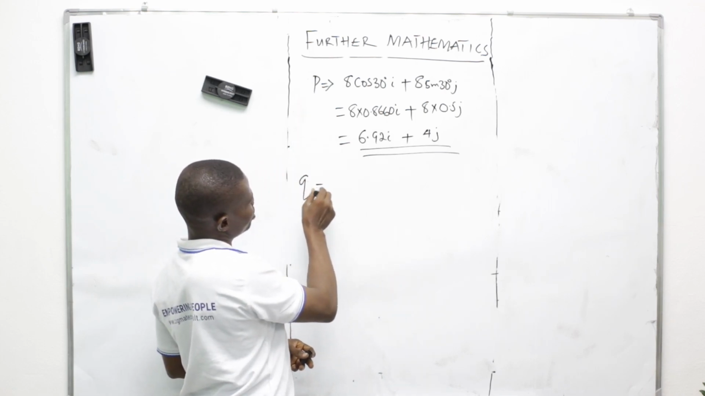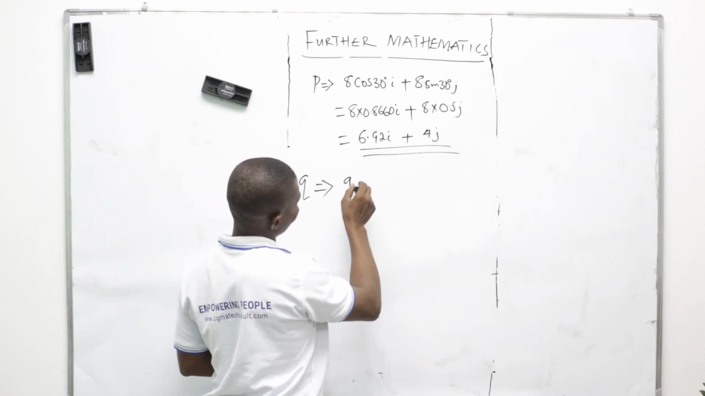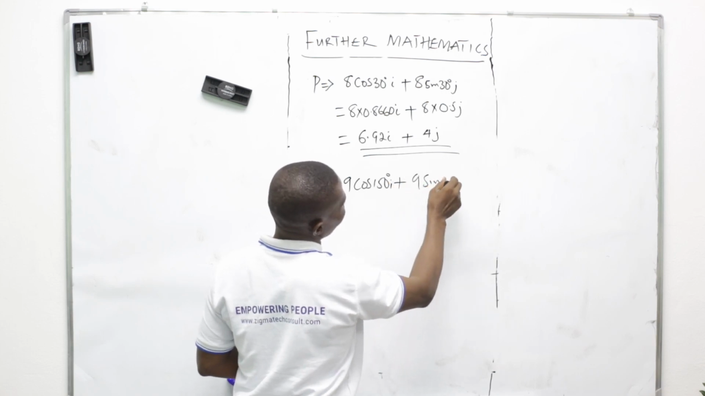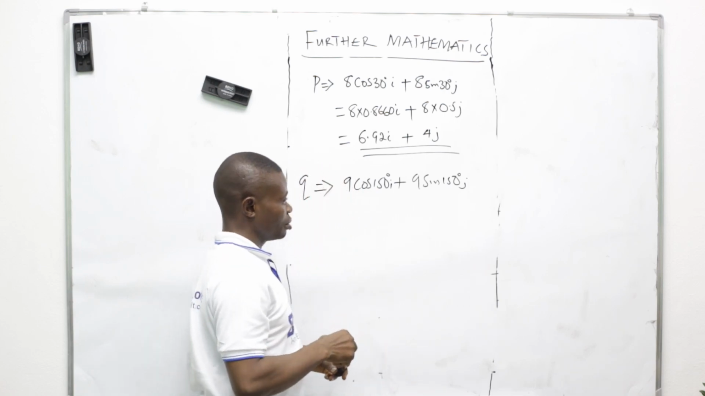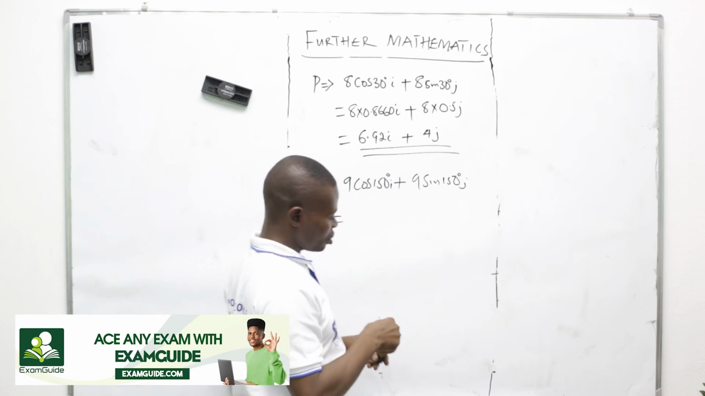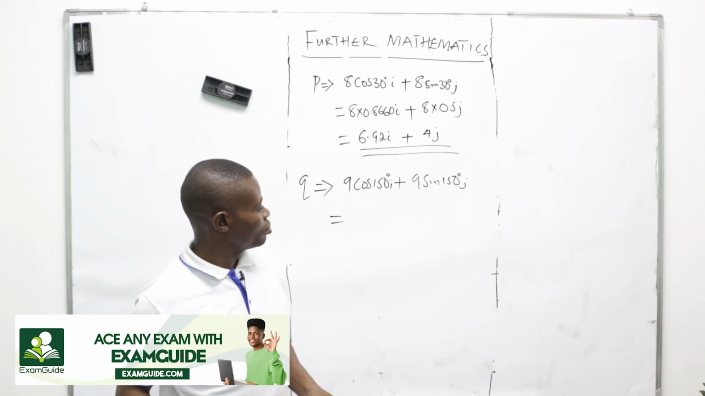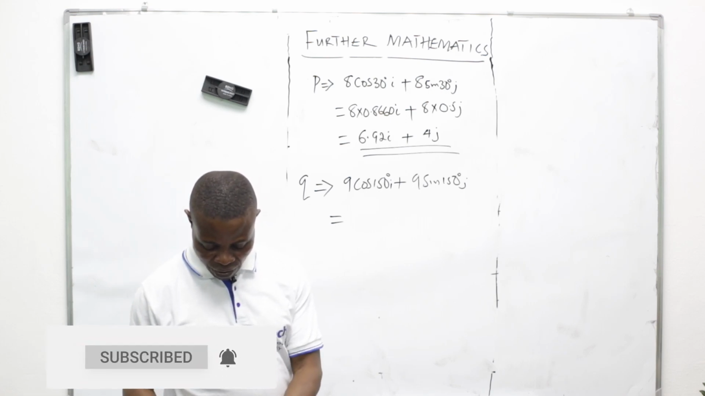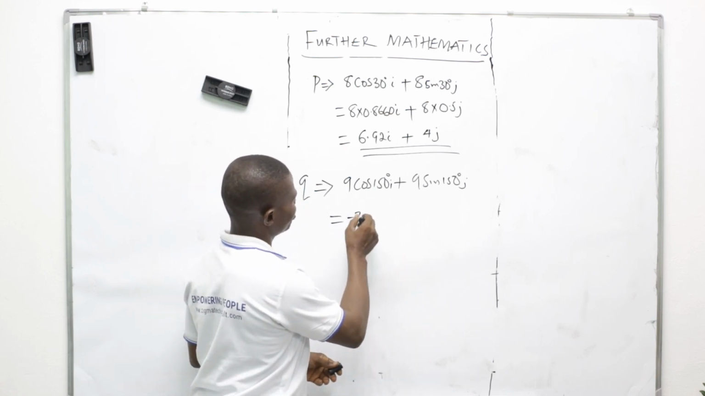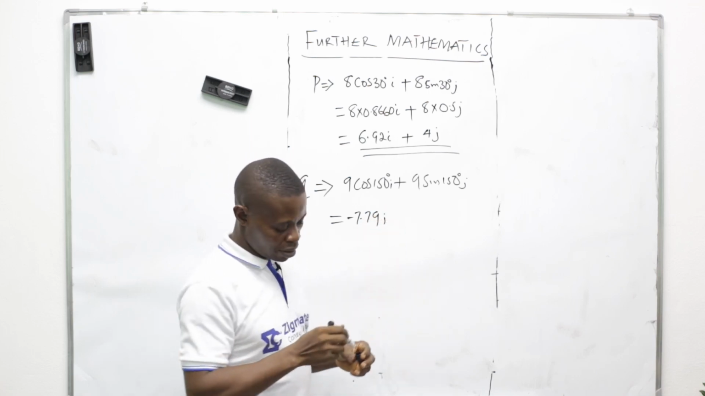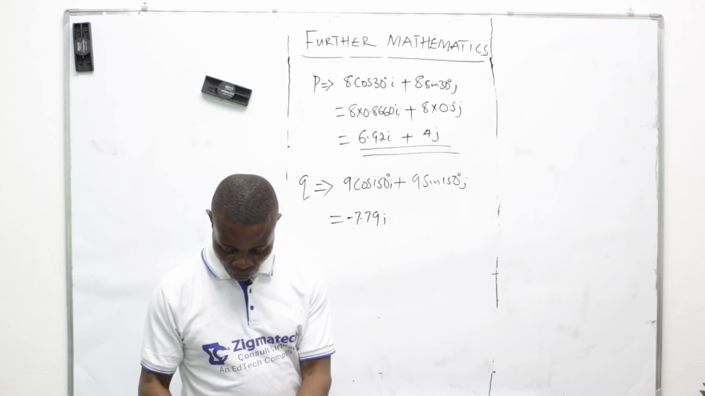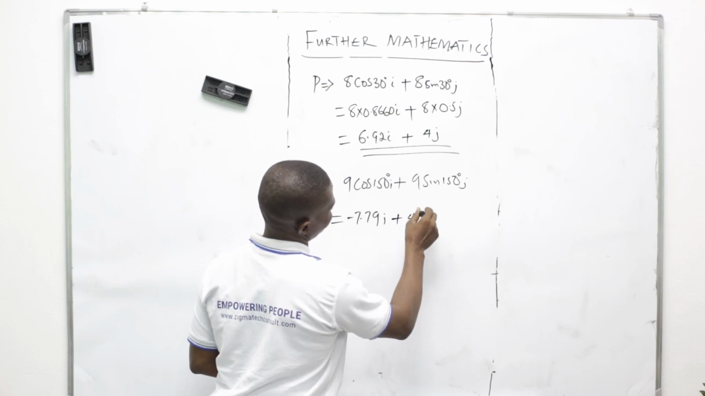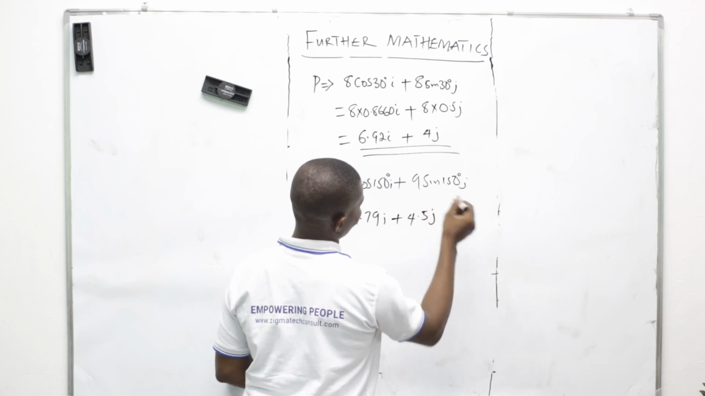And let's get that of Q. Q implies 9 cos 150 degrees I plus 9 sine 150 degrees J. This will give us 9 cos 150 degrees, minus 7.79 I, sine 150 times 9, 4.5 J. Okay.